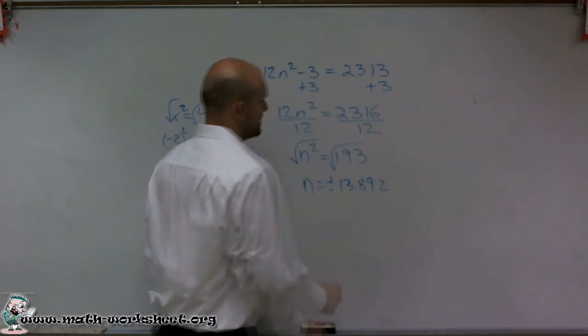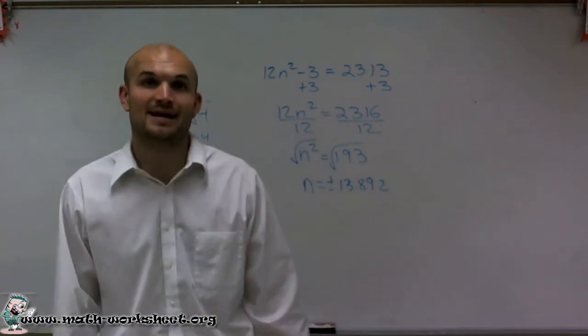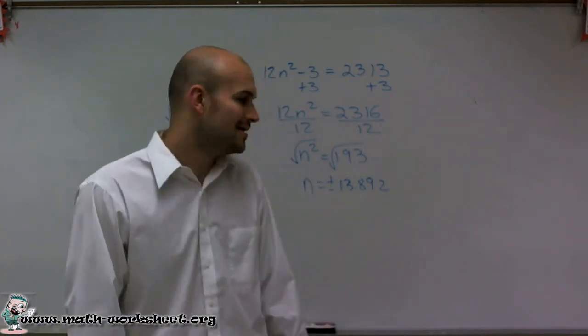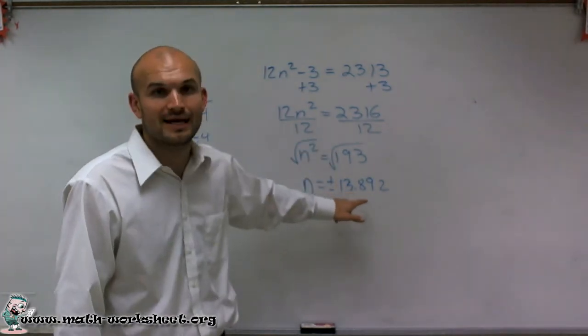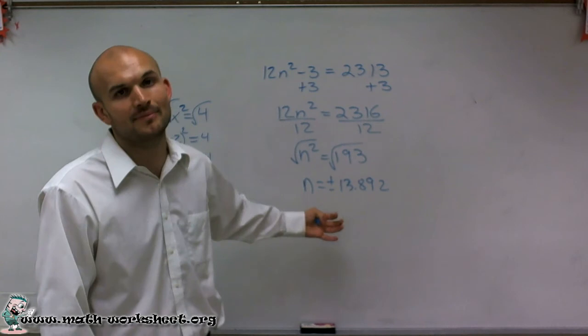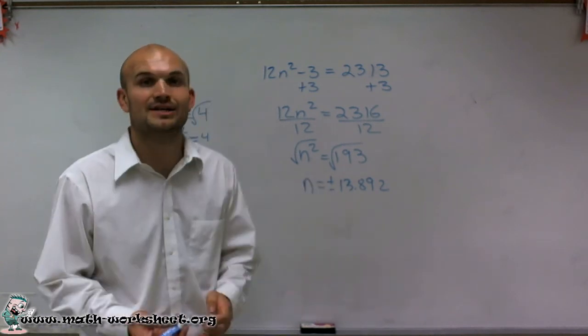13.892. Now I'm not a savant. I did go ahead and check my answer before I made this video. But you will want to use the square root function in your calculator to get 13.892. And just remember, it's so important to have your positive and your negative value.